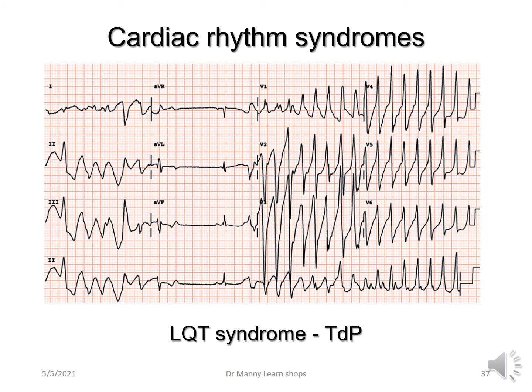Then you've got cardiac rhythm syndromes, such as long QT syndrome, which can result in torsades de pointes. And with long QT syndrome, the pacemaker can take control of the heart rhythm and try and avoid this from happening. And they may end up requiring a permanent pacemaker.